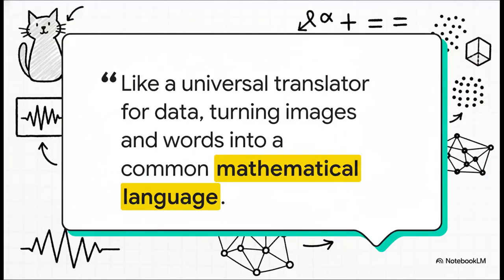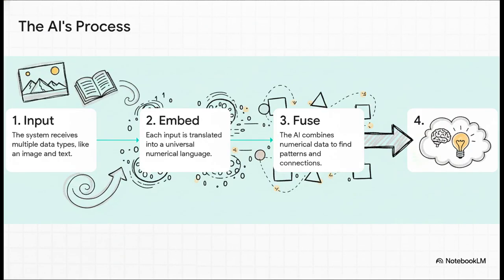This quote really gets to the heart of it. See, the AI doesn't see a picture of a cat or read the word cat. Instead, it converts both the image and the word into a series of numbers, basically a mathematical representation. And all of a sudden, a picture and a piece of text can be compared and understood in the same exact language. The whole process pretty much works in 4 key steps.